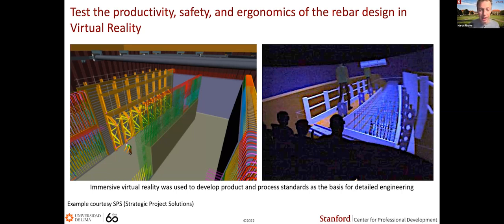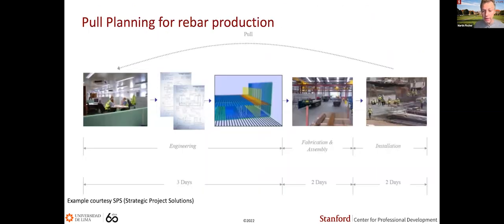And by watching that, the engineers could see a lot of improvement opportunities. They created this pull process where the site said, okay, next week we need this rebar. Engineering finished the detailing, and then 3 days for that and 2 days for fabrication and assembly.